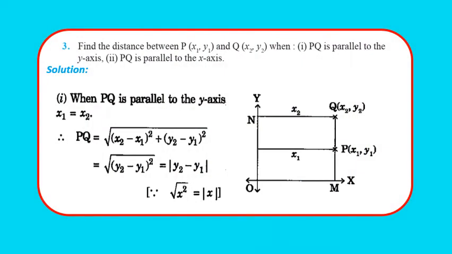Moving to question 3. Find the distance between the points P(x1, y1) and Q(x2, y2) when PQ is parallel to the y-axis, and the second case is when PQ is parallel to the x-axis. When PQ is parallel to the y-axis, x is constant, so x1 will be equal to x2. Applying the distance formula, PQ is equal to under root (x2 minus x1) whole square plus (y2 minus y1) whole square. Since x1 is equal to x2, (x2 minus x1) whole square becomes 0. So we get PQ equal to under root (y2 minus y1) whole square, which is equal to the magnitude of y2 minus y1. Clear?